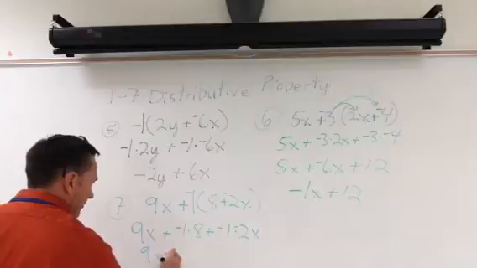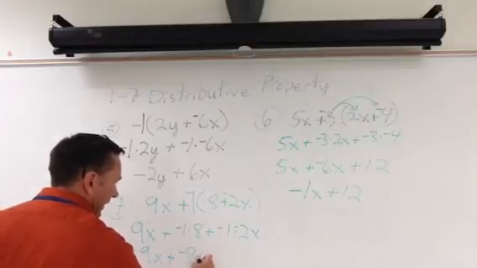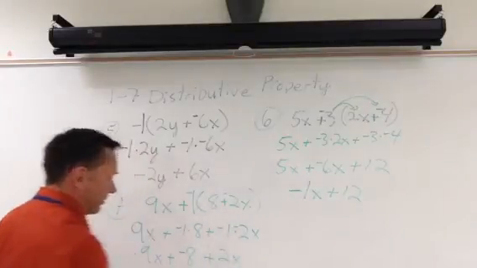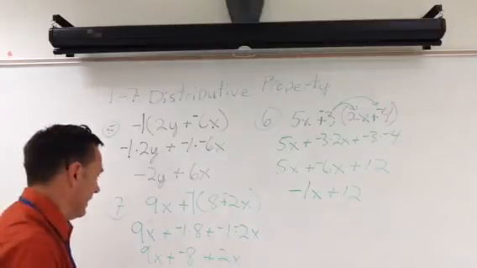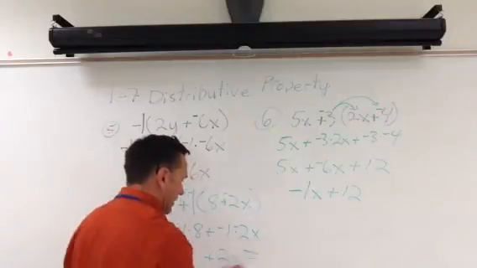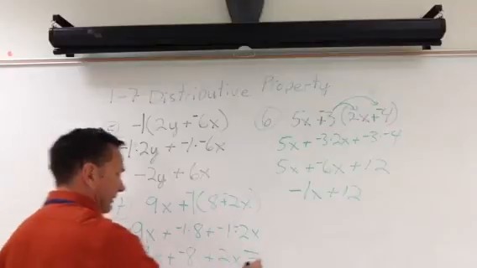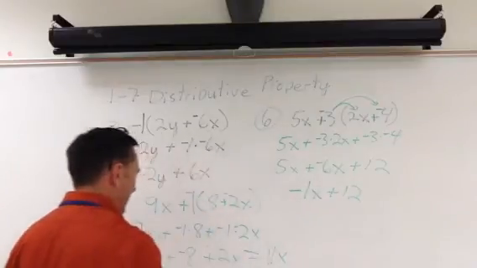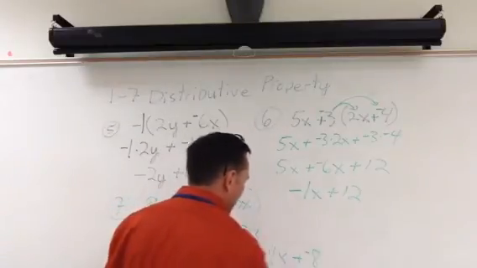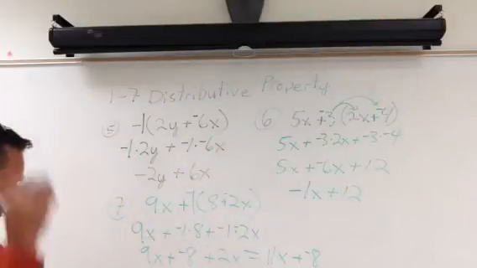Do your multiplication first. Negative 8, positive 2x. Can we combine these numbers? And I'm kind of running out of room here. We can combine the x's. 11x plus negative 8 would be our final answer for number 7.